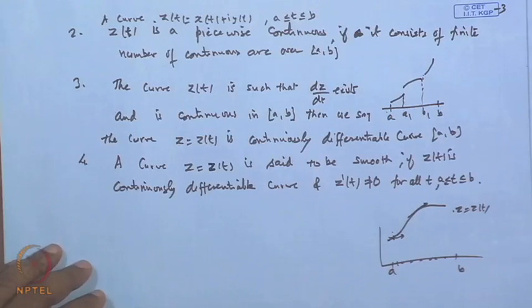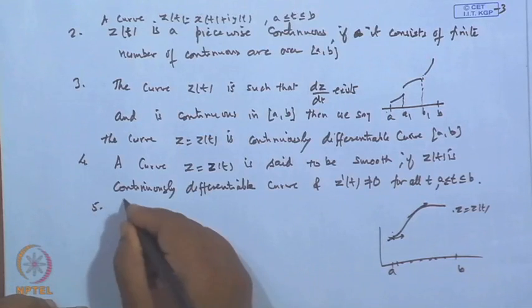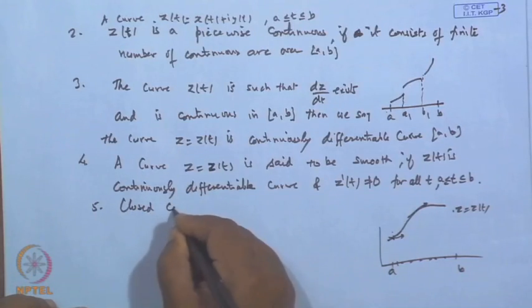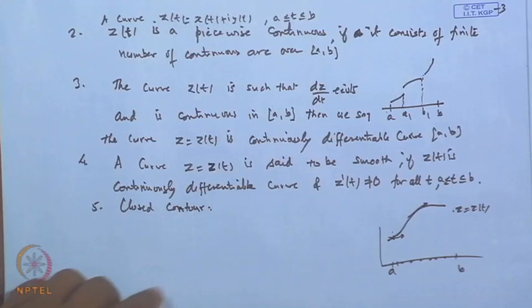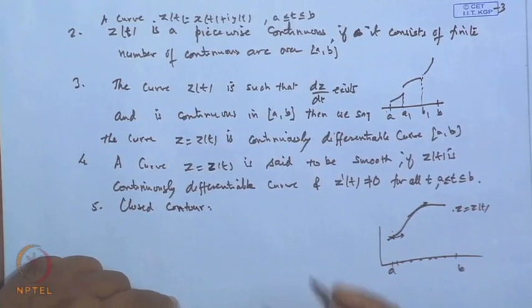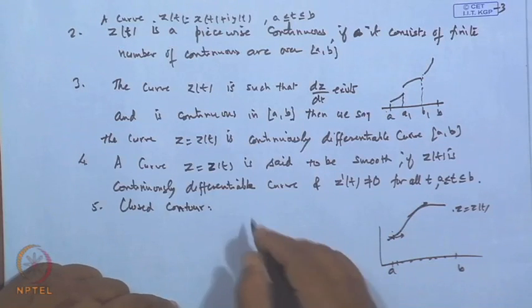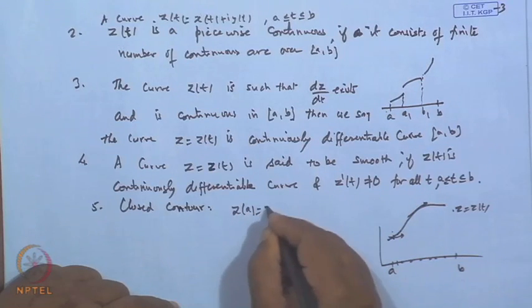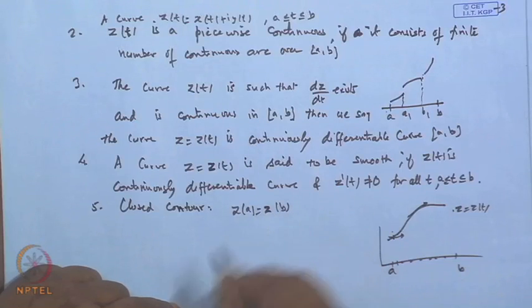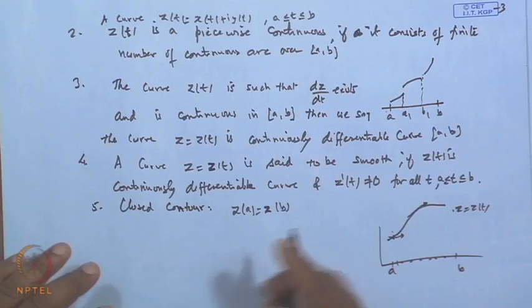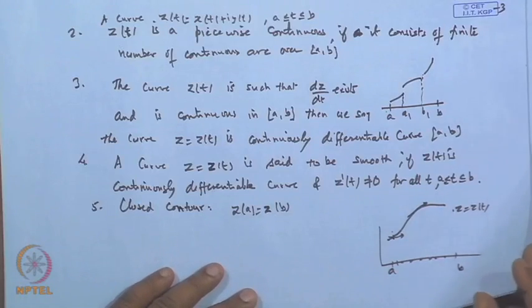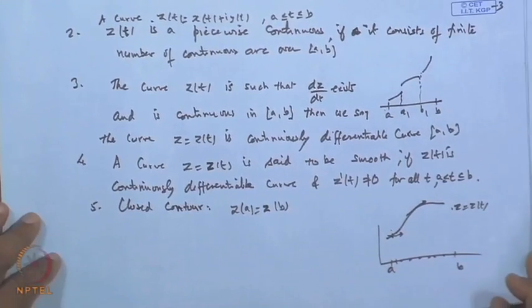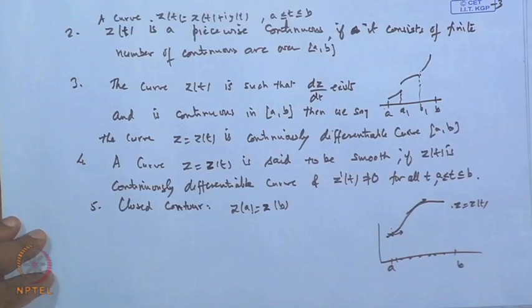Now, a closed contour: if z(a) equal to z(b), then the curve is said to be closed, or we say closed contour. Okay. Now, we are interested in the line integral of the function f(z).